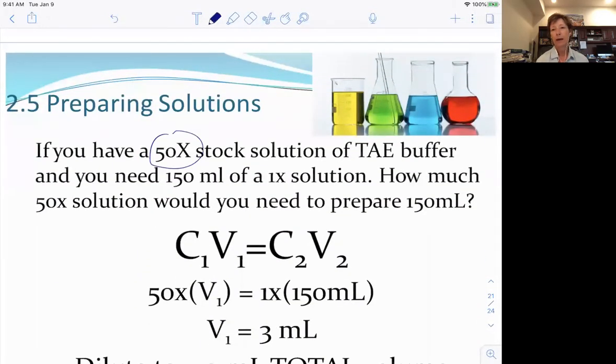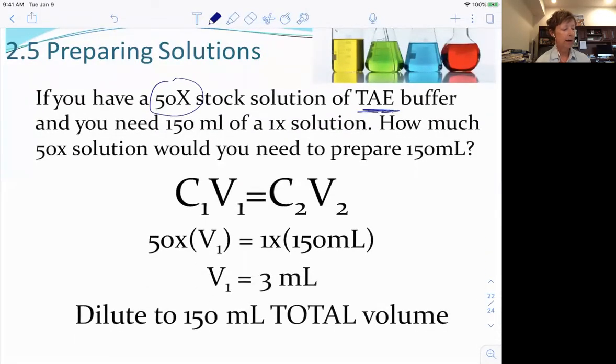So a lot of times we have these what we call X concentrated. So 1X is like our working stock. And so 50X is 50 times concentrated. So if I have a 50 times concentrated buffer, so TAE stands for tris acetate EDTA. It's a common buffer we use with DNA. So what would you need if you wanted to make a 1X solution, but just 150 milliliters? So simple calculation, how much 50X do you need?